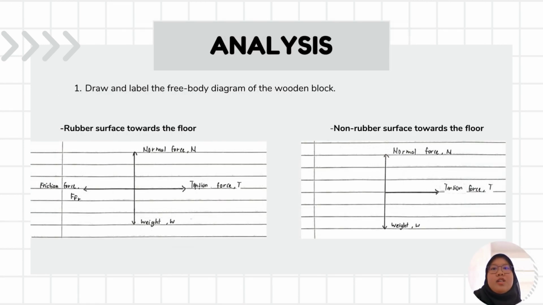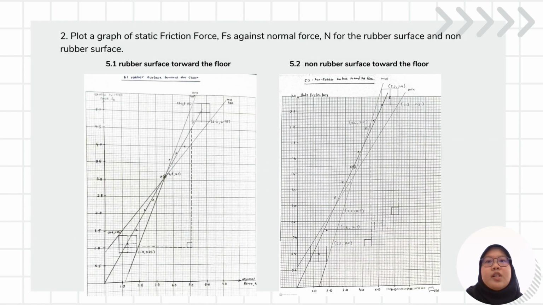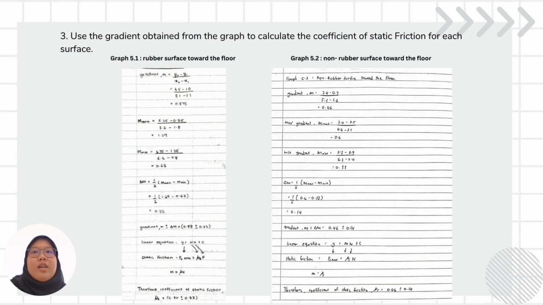The first analysis in this experiment is to draw and label the free body diagram of the wooden block. On the left side is the free body diagram for the rubber surface toward the floor, and on the right side is the free body diagram for the non-rubber surface toward the floor. On to the second analysis, which is to plot a graph of static friction against normal force for the rubber surface and non-rubber surface.